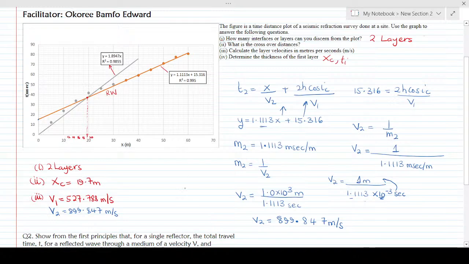Then we are supposed to find the thickness of the first layer using both the crossover distance and the time intercept. The crossover distance and the time intercept. So that's what we are going to look at briefly. So let's see.